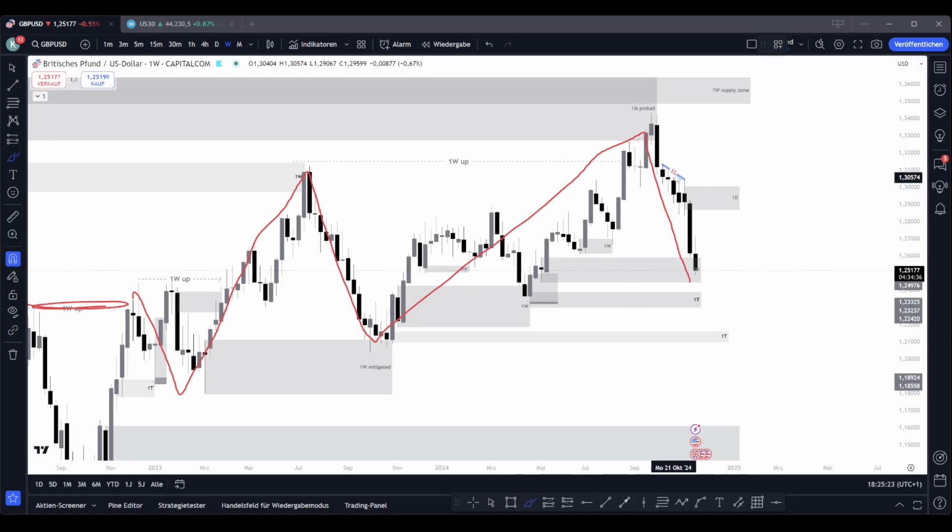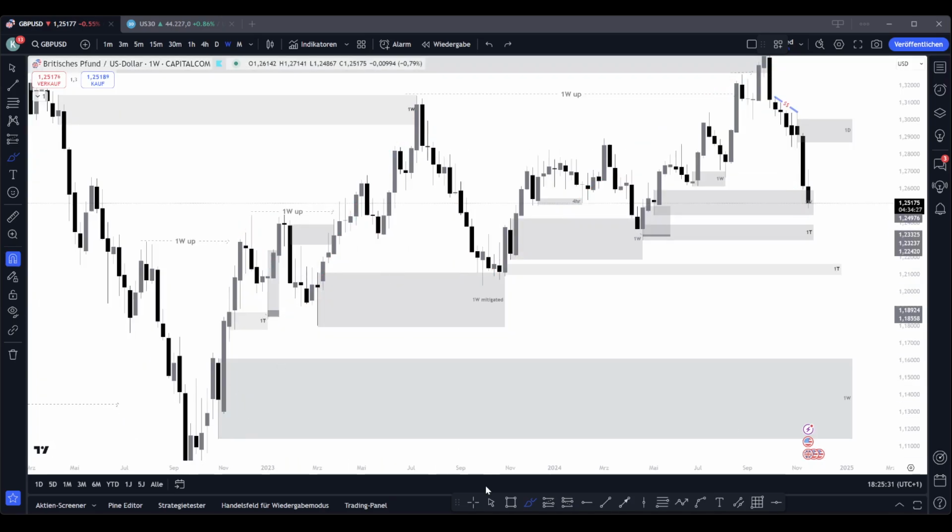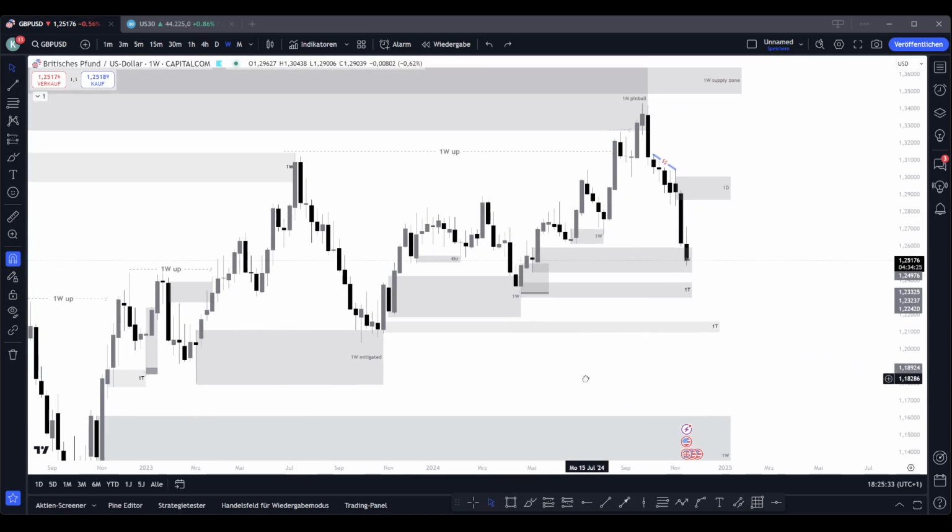There's a lot of liquidity sitting above this 1 day demand zone, and also based on the weak movement of the weekly time frame, I'm expecting that price might come here as it has done, give us a reaction up here and give us opportunity from here to sell.